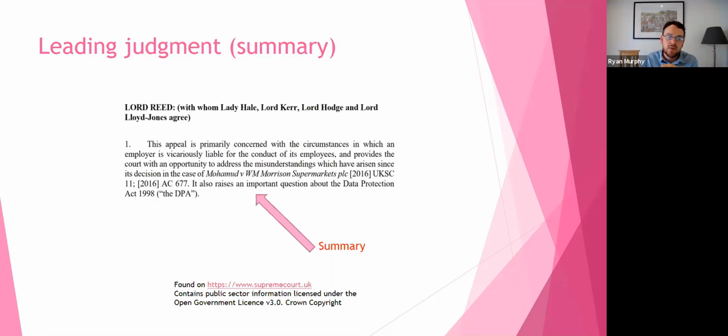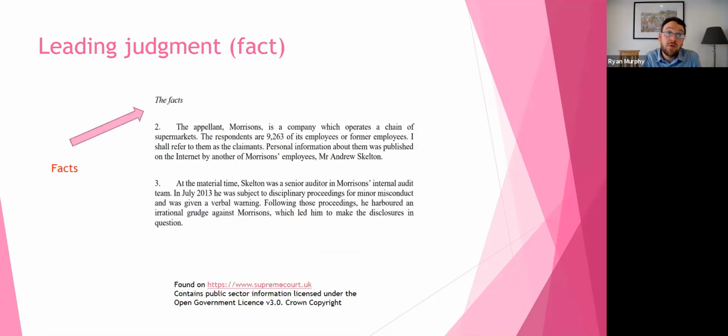And essentially, that's what this case was about, a matter of employment law and understanding this concept of vicarious liability for the conduct of employees. So if your employee does something within the course of their employment and injures someone, causes some harm, fails in a legal obligation, to what extent is the employer responsible for the actions of its employees? That's essentially what this case was about, and the release of personal data that was in breach of the Data Protection Act. So then what you can often get in the leading judgment is the facts of the case.